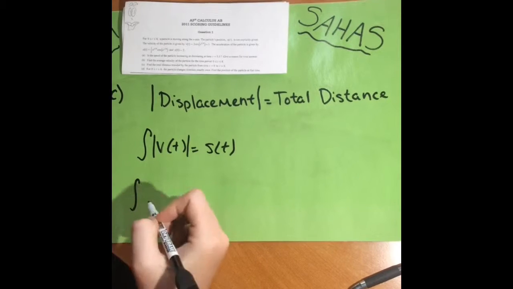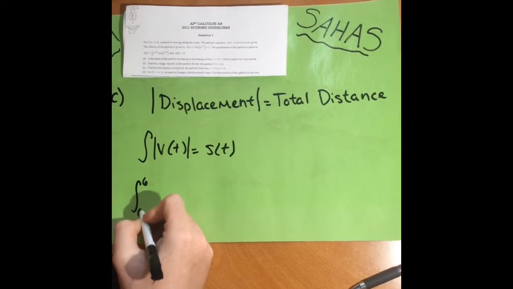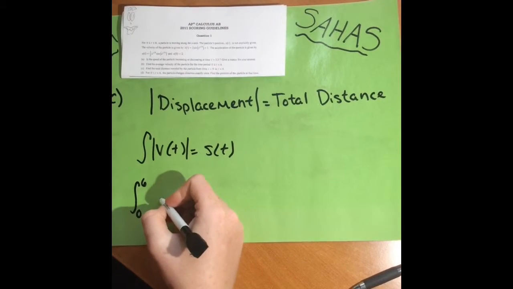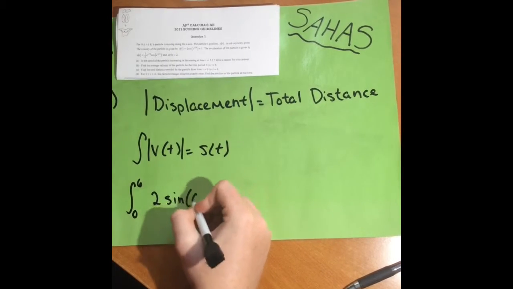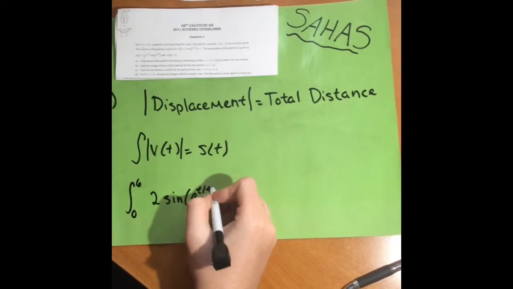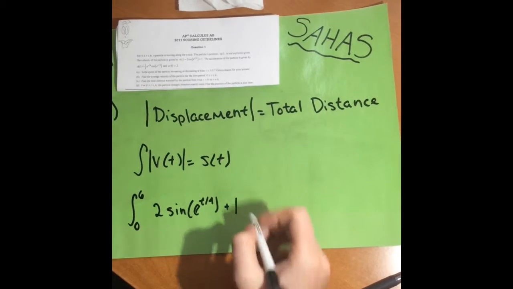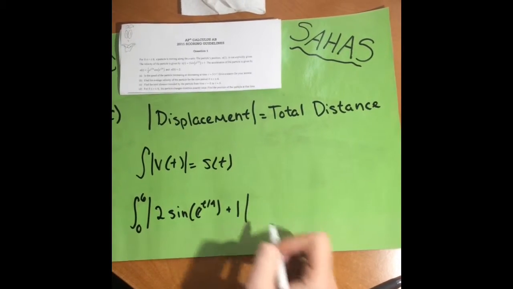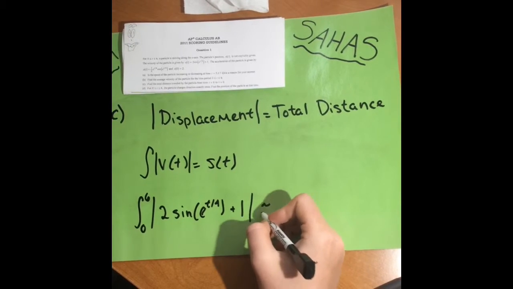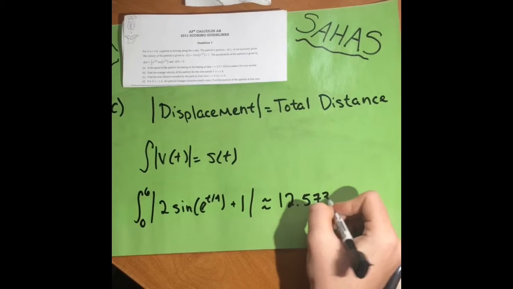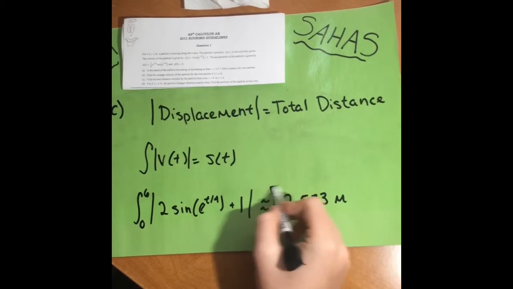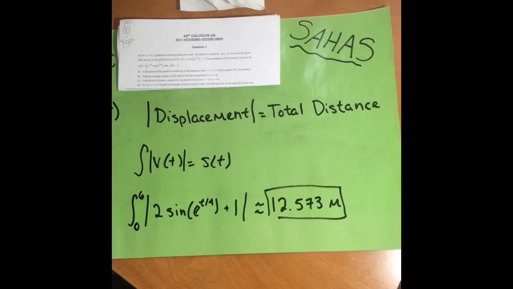So we're just going to take the integral from the boundaries they give, 0 to 6, of the velocity function, which is 2 sine of e to the t over 4, plus 1. And we're going to take the absolute value of that. Typing that into your calculator, you should get approximately 12.573 meters as the total distance traveled from time 0 to 6.